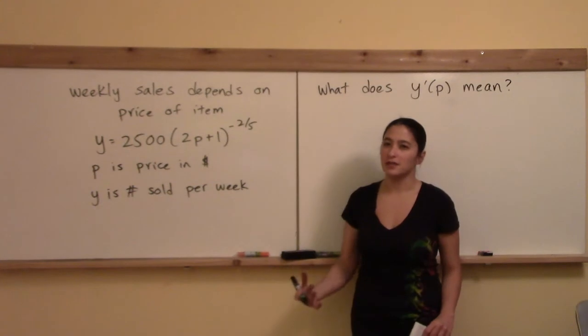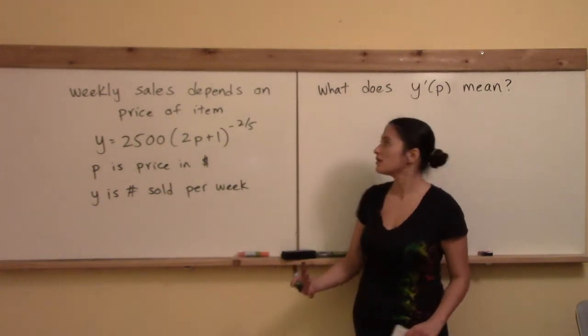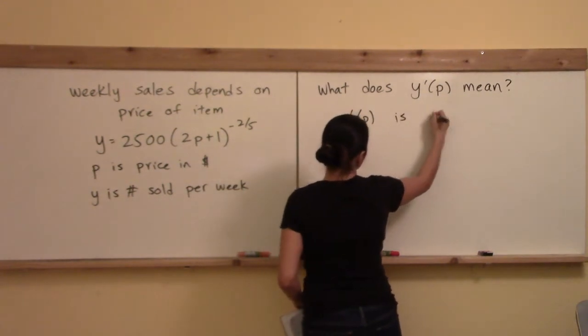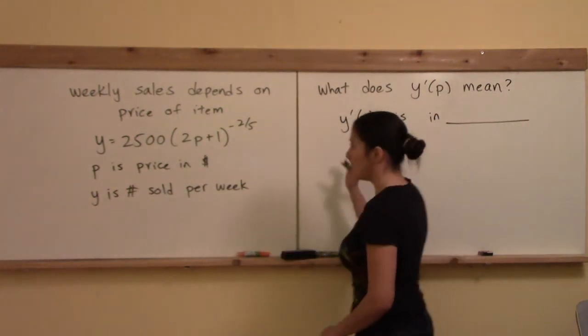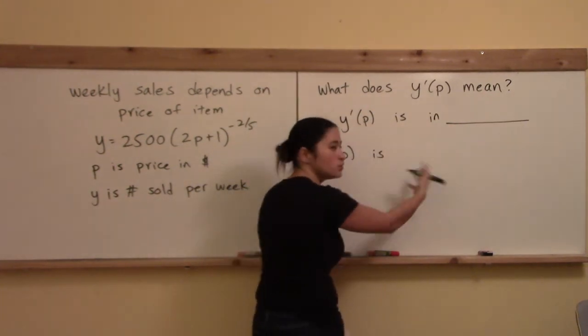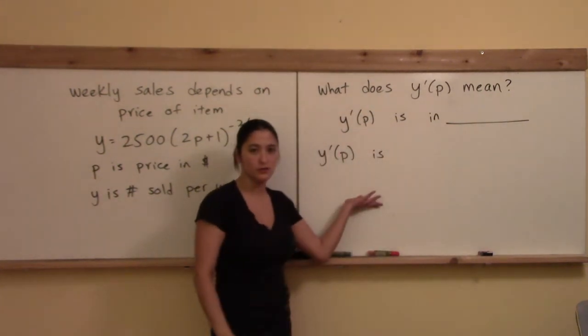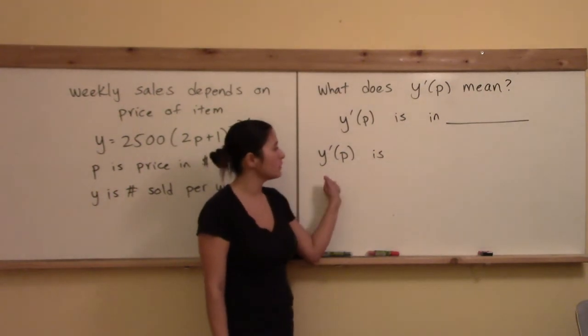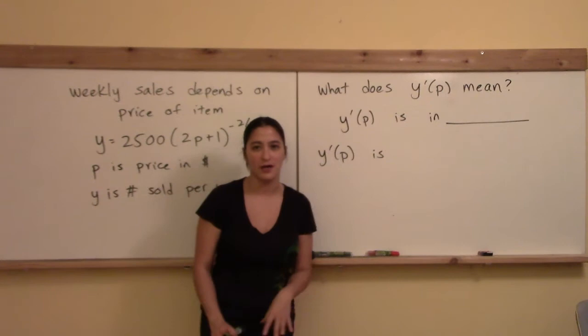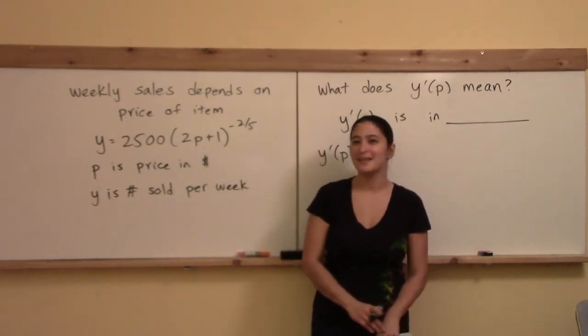Try to use the units. What are the units on it? Okay? Y prime of p is in what unit? And then try to write a sentence where you say y prime of p is what? Go ahead and just totally use your own words. You don't have to take my word for it because I want you to understand this and take it with you into real life. Tell real life I said hi.